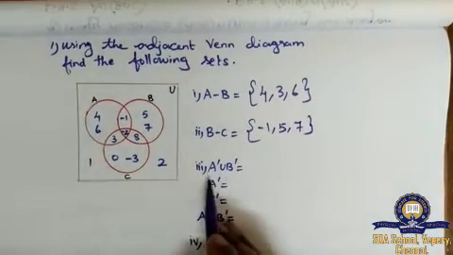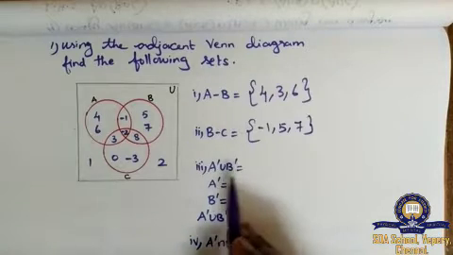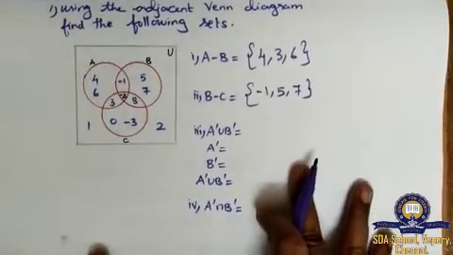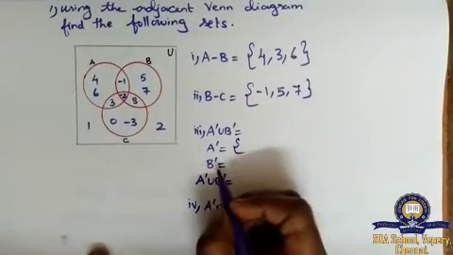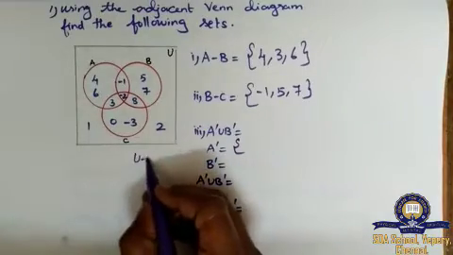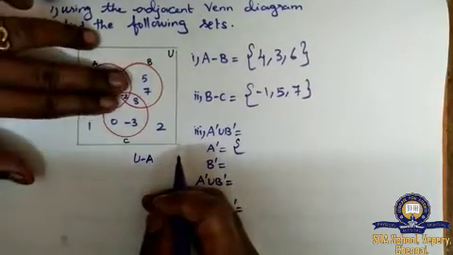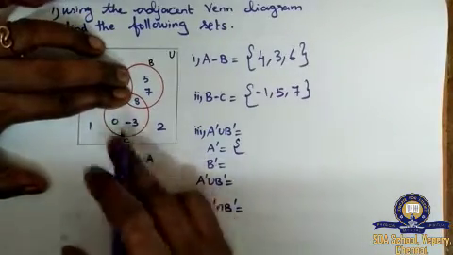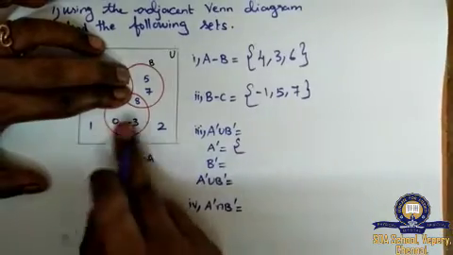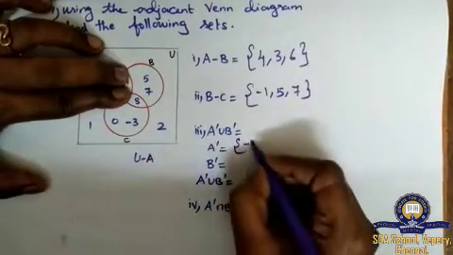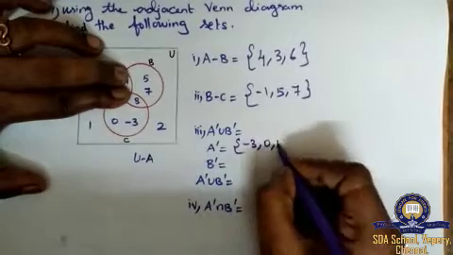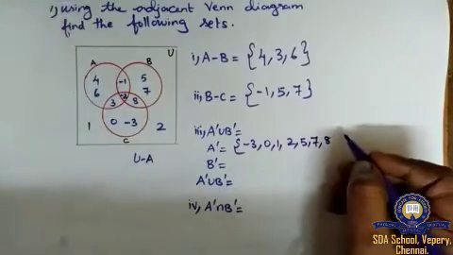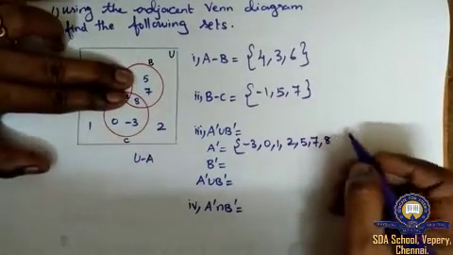Next, what is this? A dash union B dash. First we need to know A dash, then B dash, then A dash union B dash. What is A dash? A dash means U minus A. U minus A means I am going to close the full A circle with the help of my 2 fingers. See the other things here. I have minus 3, then 0, then 1, 2, 5, 7 and 8. See, any other number I have closed? No. U minus A alone I have closed.